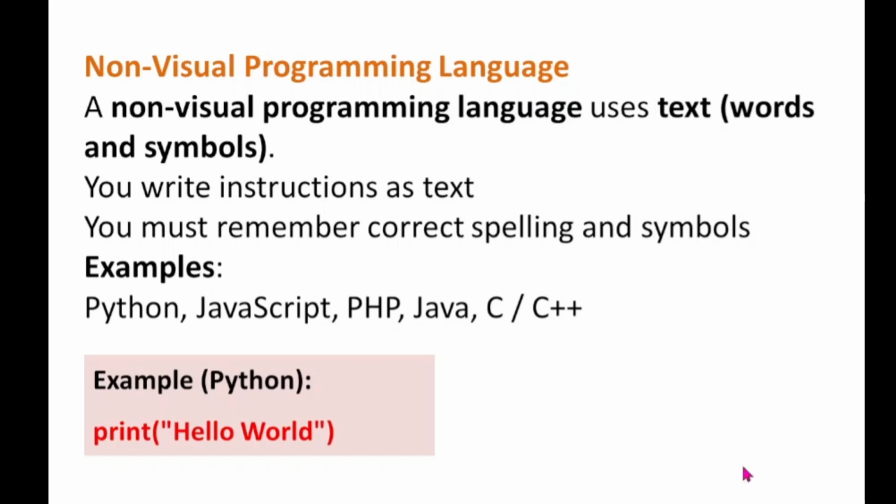For example, we have print hello world, which is a language used by Python. So you see that print, if you make a mistake and you omitted that R, then there will be an error. The program will not run properly. So those are the challenges of non-visual programming language.